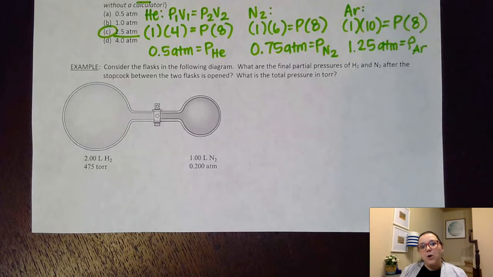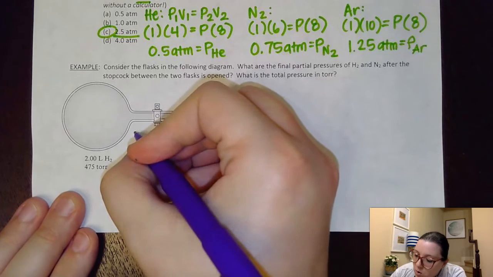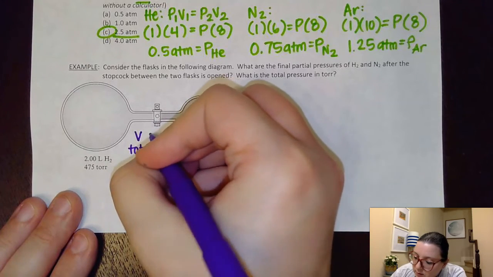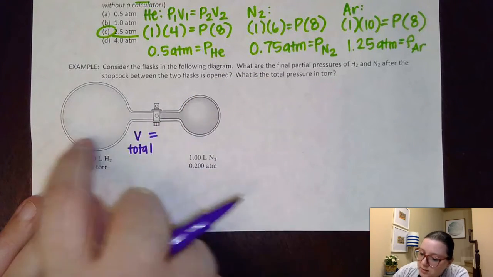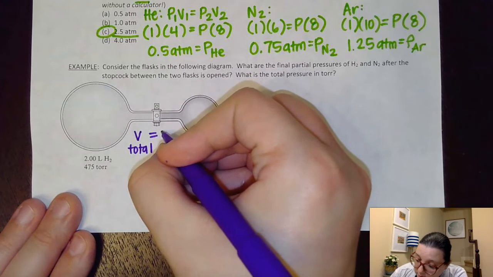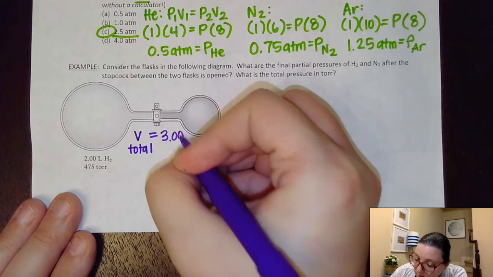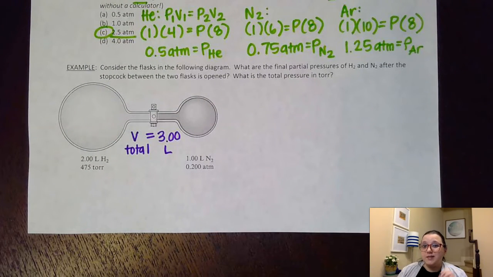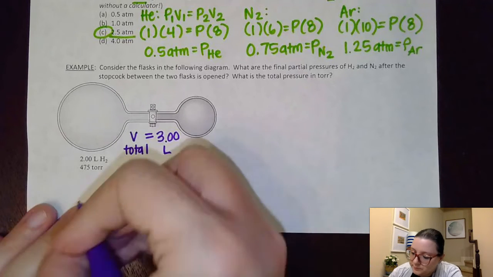Now let's think about what would happen to volume when I open this valve. When I open it, the 2 liters and the 1 liter are going to combine. That means I would have a new total volume of 3 liters. Now, that's going to help us get our partial pressures here in just a minute. But let's go ahead and think about our total pressure.